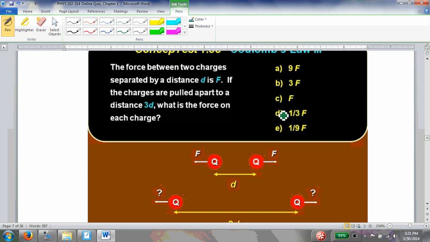The force between two charges separated by distance d is F. If they're pulled apart by thrice the distance, what is the force on each charge? We're returning to Coulomb's law. If I increase R by 3, I get a 1/9 over here. So it's going to be E, 1/9 F.